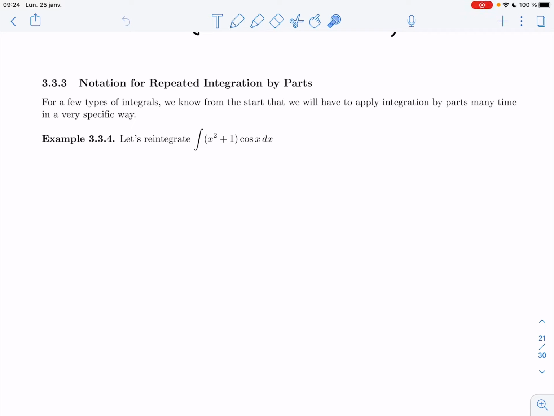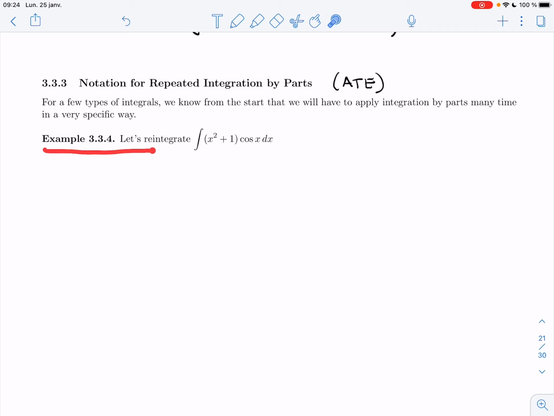All right, notation for repeated integration by parts. For a few types of integrals, we know from the start that we will have to apply integration by parts many times in a very specific way. This would happen when you have an A, T, or E to pick your u. All right, so let's redo an example.